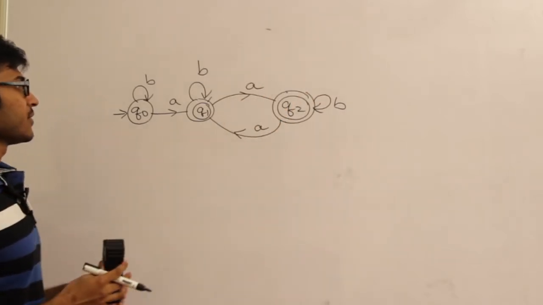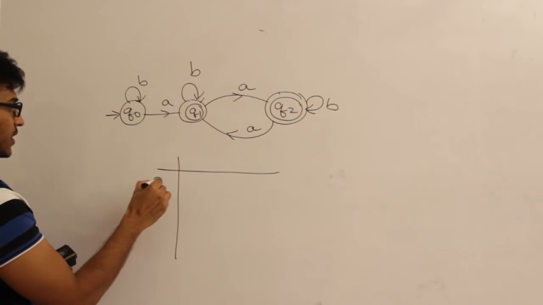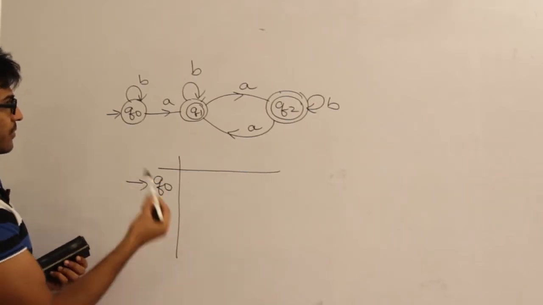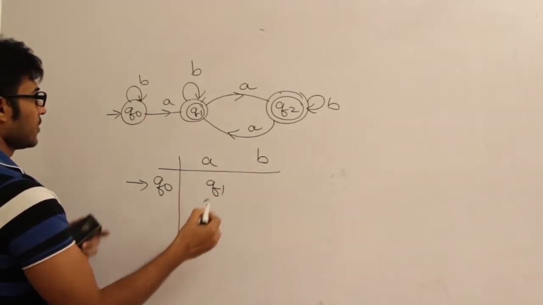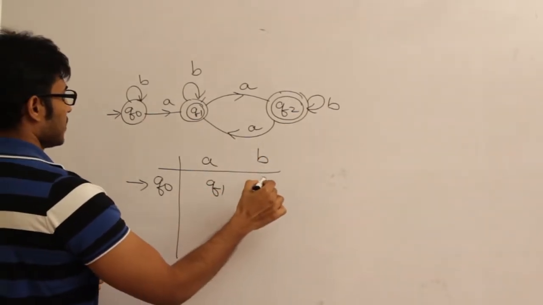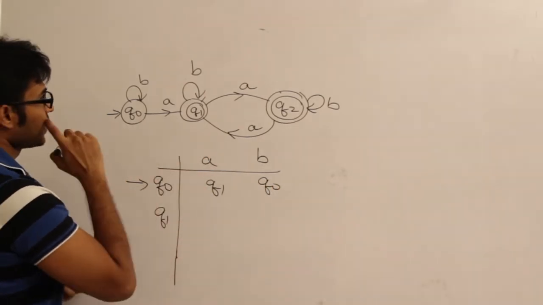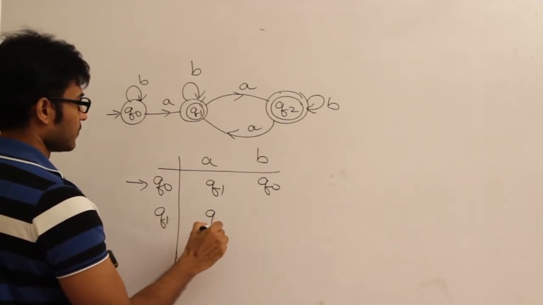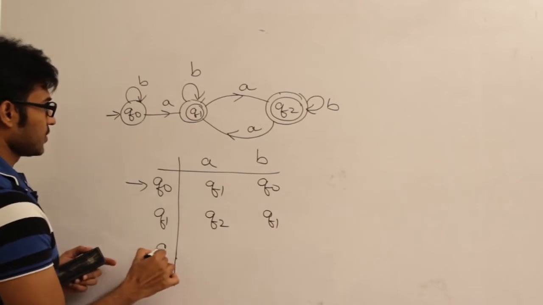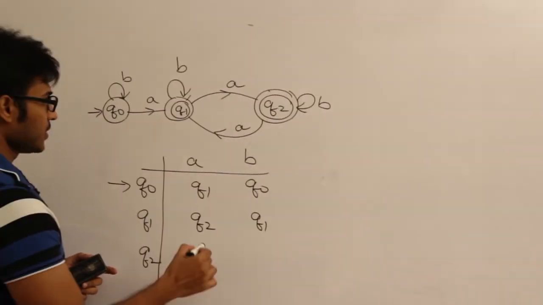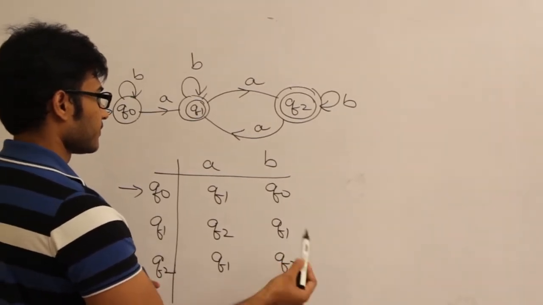Now for the resulting diagram, you just give the transition table. See, the transition table is easy. If you can do it directly, yes, go ahead. But I am used to the transition diagram. On A, B: Q0 on A is Q1 and Q0 on B is Q0 itself. Q1 on A is Q2 and Q1 on B is Q1. Next Q2. Q2 on A is Q1 and Q2 on B is Q2.